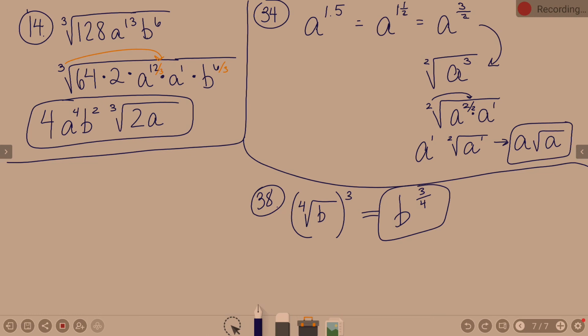Should we talk about something like 42? Should we talk about something like 28 and the rationalizing up there? Maybe even something like 24, where it's adding and subtracting those radicals. Can we do 23? We can. 23.